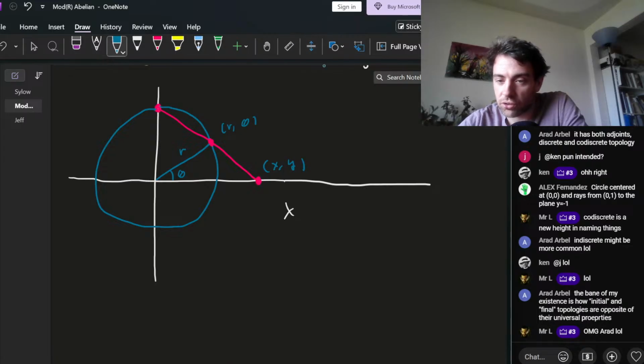It's the bane of your existence how initial and final topologies are opposite of their universal properties.